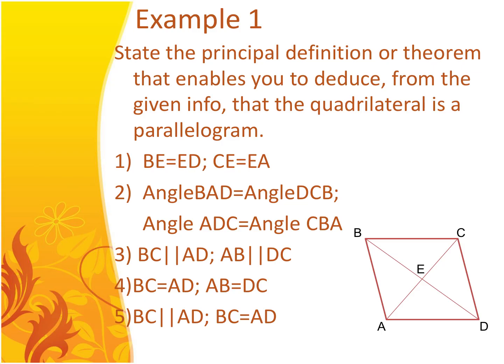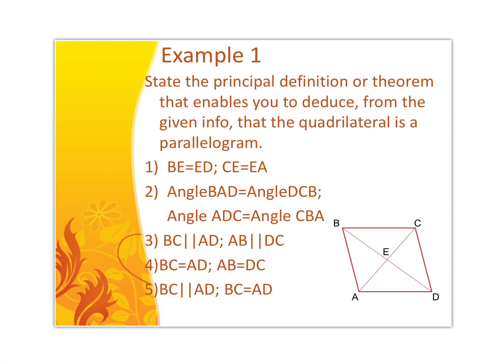So now let's put into practice all those things that we've been talking about, because it's been a little bit repetitive. Now I'm just going to put it into practice. For example, state the principal definition or theorem that enables you to deduce from the given information that the quadrilateral is a parallelogram. So in 1, it says segment BE is congruent to ED and CE is congruent to EA. So I know that this is the converse theorem that we just learned, right?